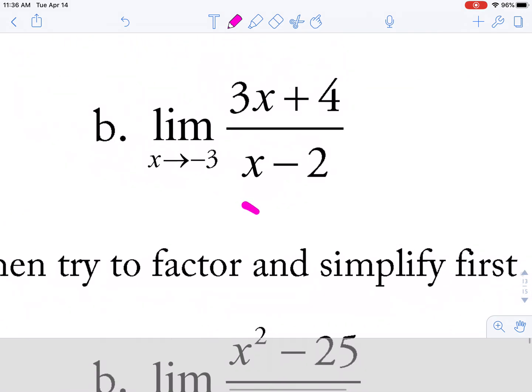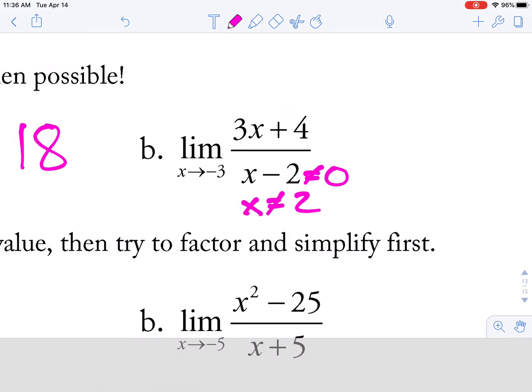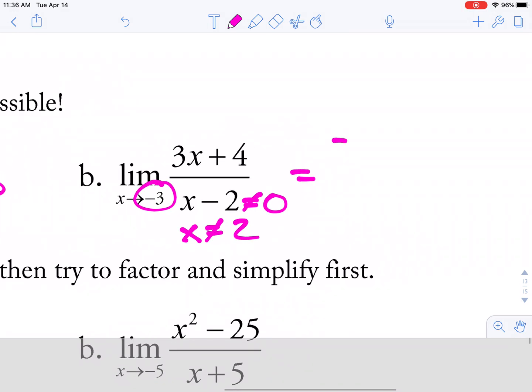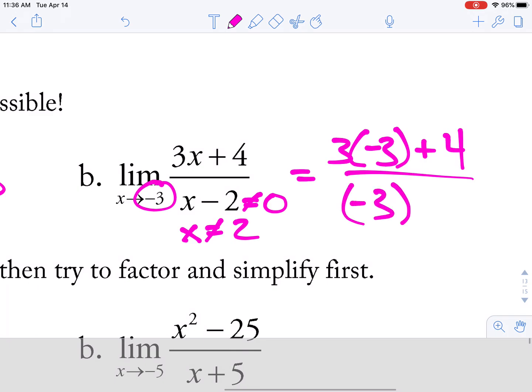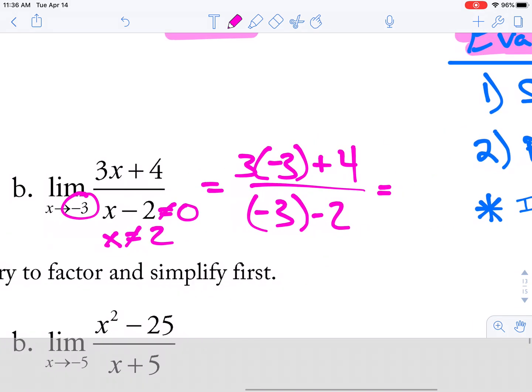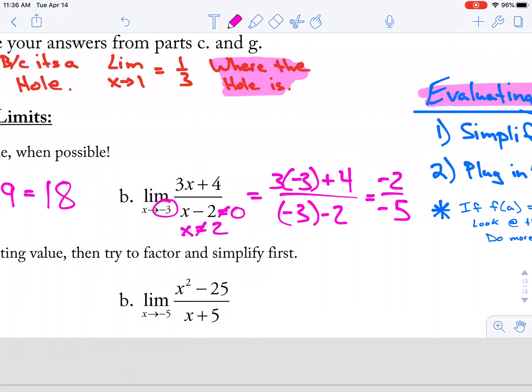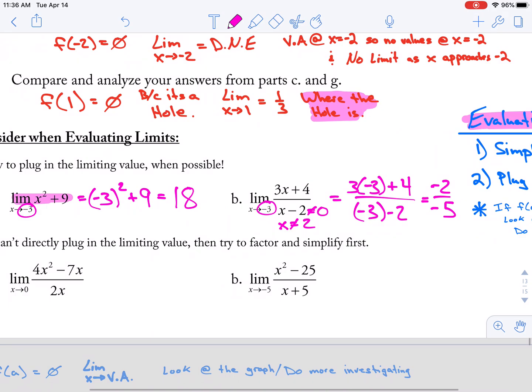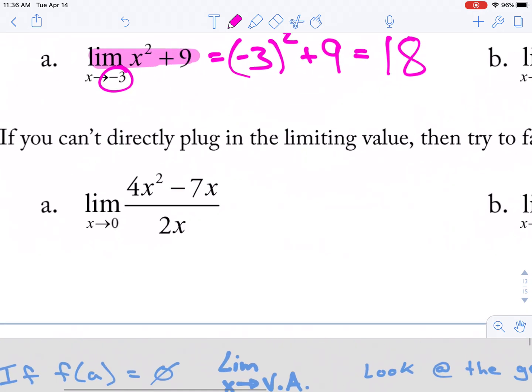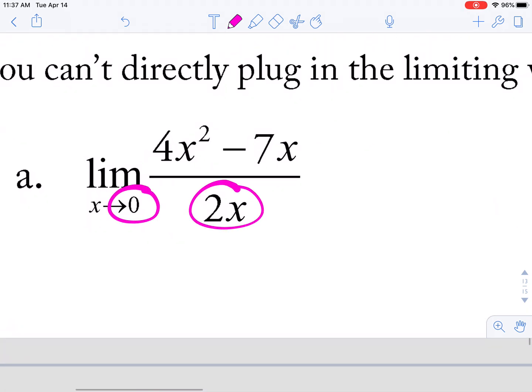Same thing here. The only value that does not exist, x cannot equal 2 because you cannot have the denominator equal 0, but this is not 2, so you can simply plug this in. So if you plug it in, your value ends up being -6 plus 4, -2 over -5, or 2 over 5. But all you do is plug it in. So simplify if possible. Neither one of those simplified, but if you can plug it in, then you plug it in. Now the problem is if you can't plug it in. So here, notice if I threw 0 in right here, it would become undefined because x cannot equal 0.